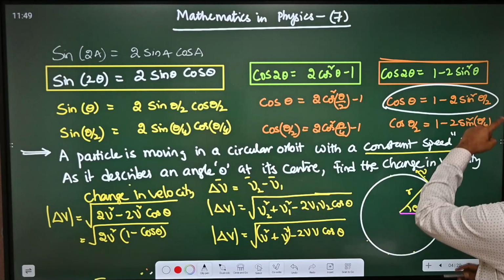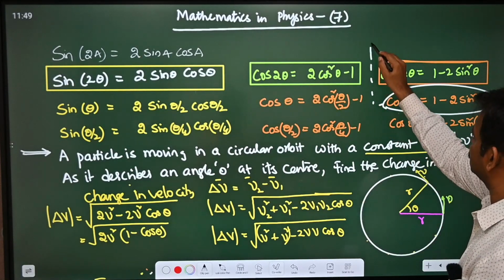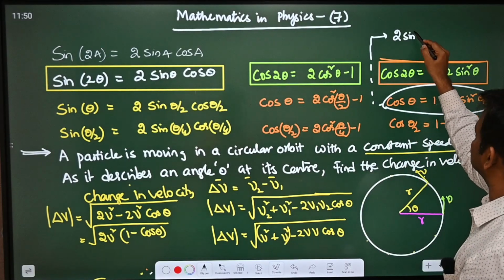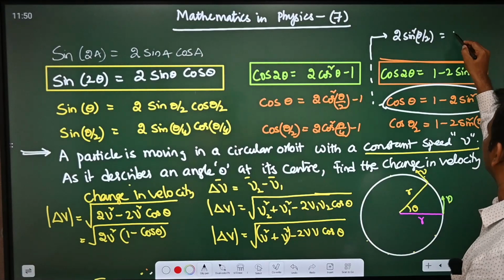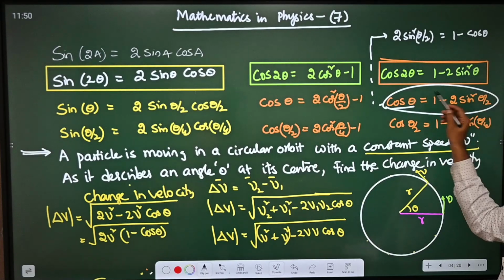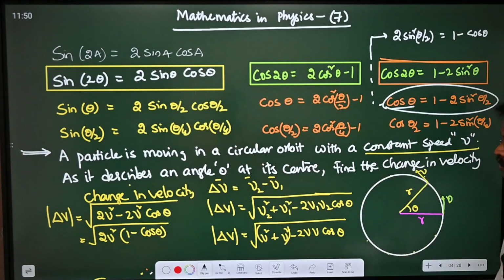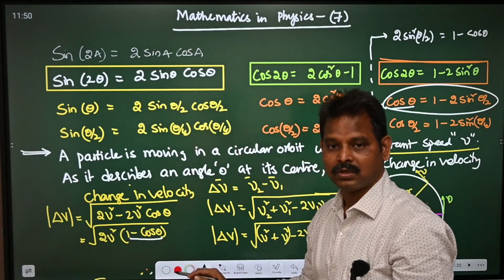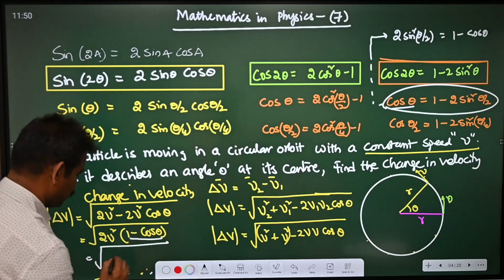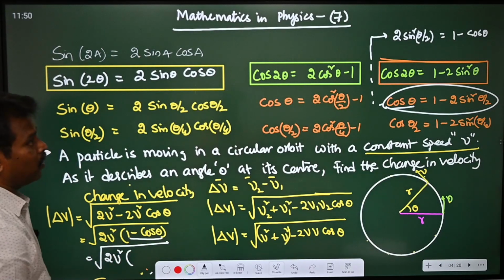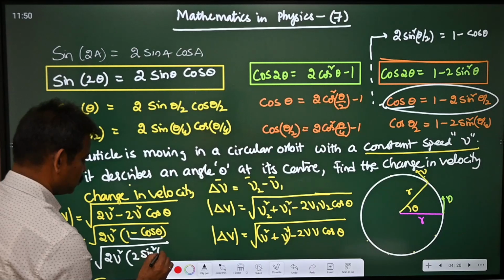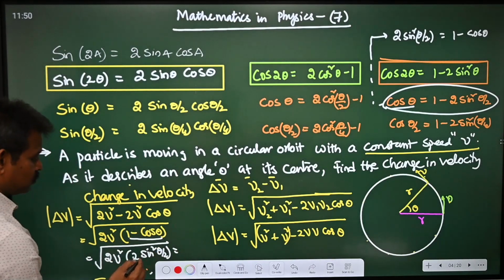Cos theta is 1 minus 2 sin square theta by 2, and if you rearrange these, 2 sin square theta by 2 will become 1 minus cos theta. I just brought this cos theta here and I brought this one here. So 1 minus cos theta is 2 sin square theta by 2. Here also we have 1 minus cos theta, which can be written as 2 sin square theta by 2. This will become root over 2v square into 2 sin square theta by 2. 2 2's are 4.